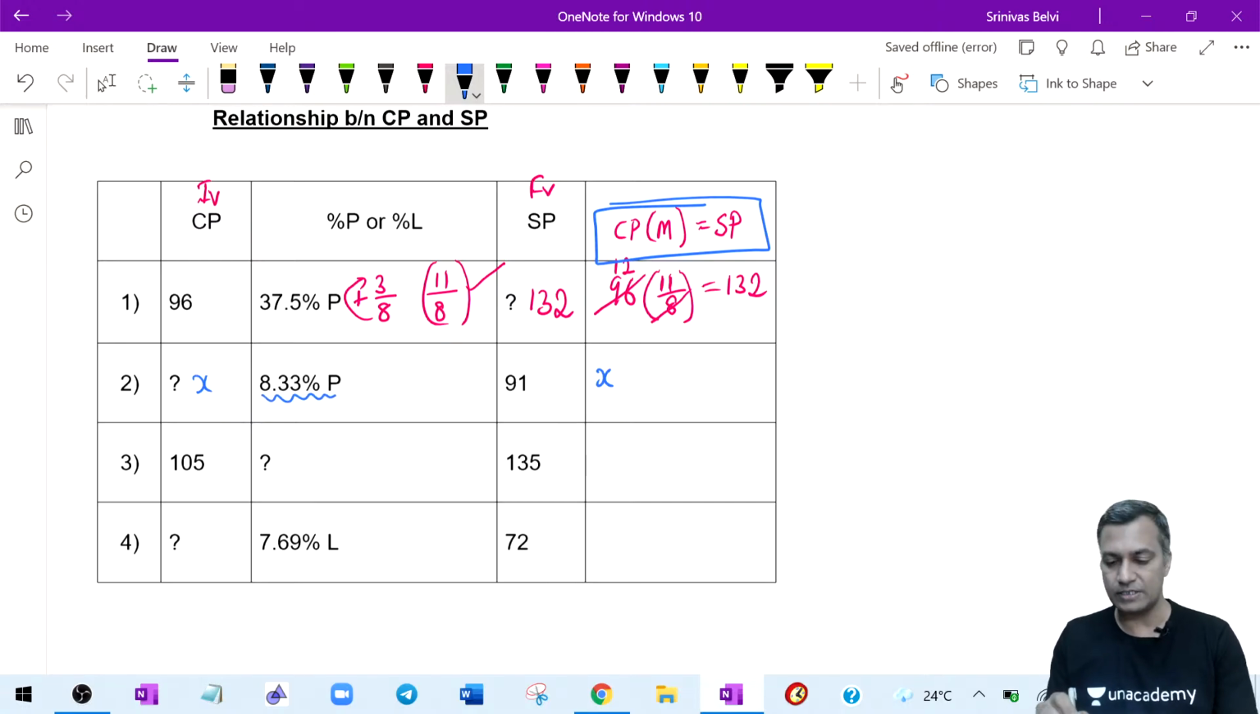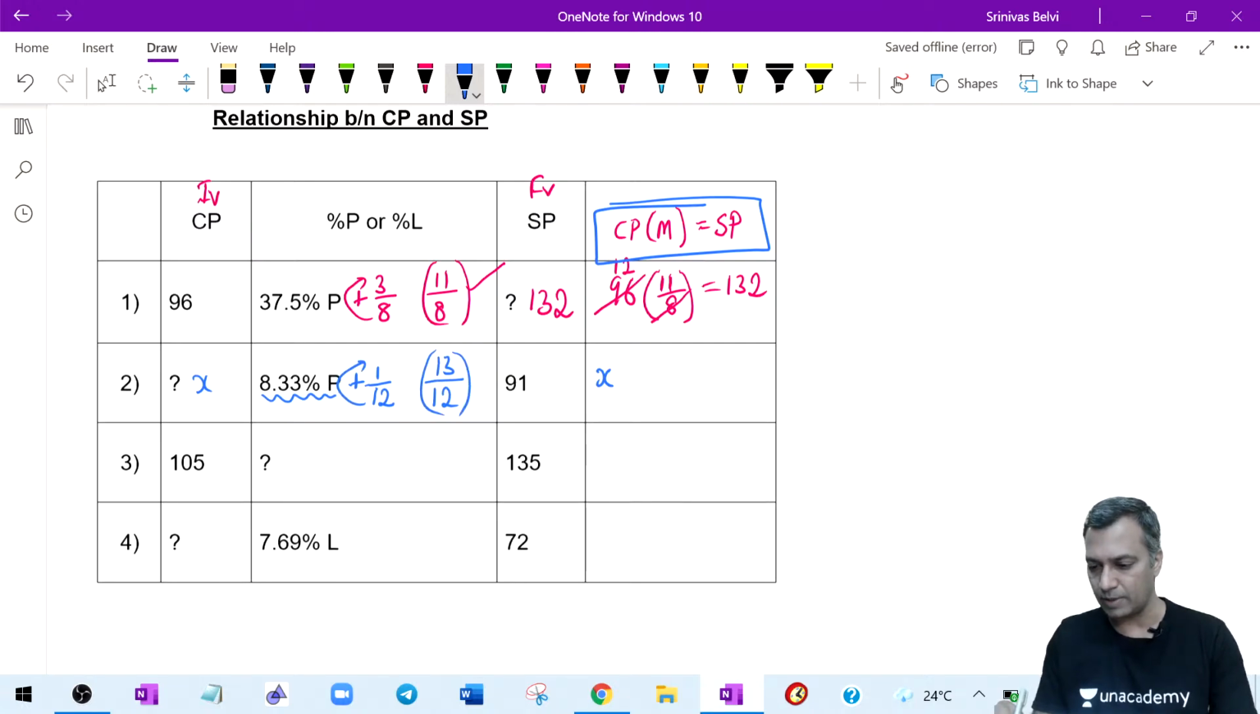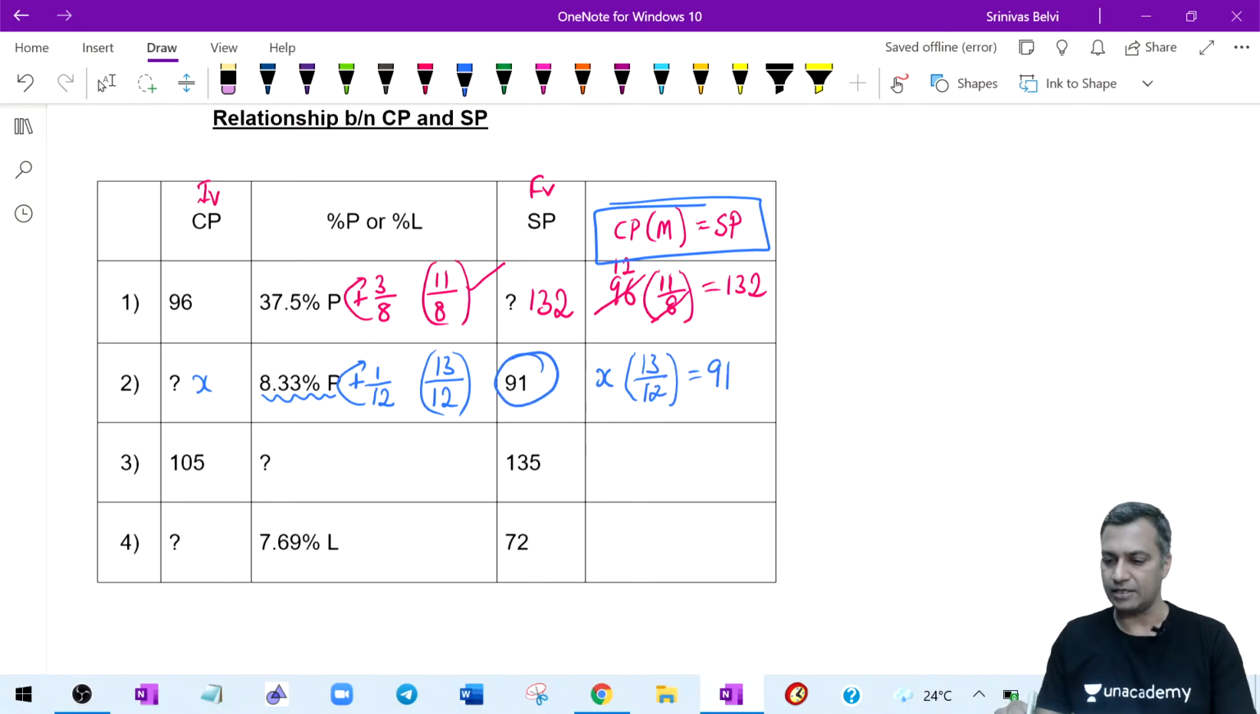8.33% profit. What is 8.33% profit? 1 divided by 12. Profit means plus. In your mind, profit means plus sign. Multiplier I'm writing. Don't change the denominator. Add this because it says plus: 12 plus 1, which becomes 13. Put that multiplier here. X times 13 by 12 is equal to selling price, which is given to me as 91. Therefore, 13 one time, 13 seven times.